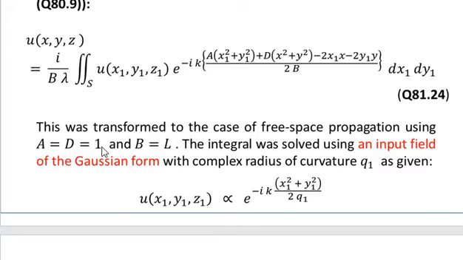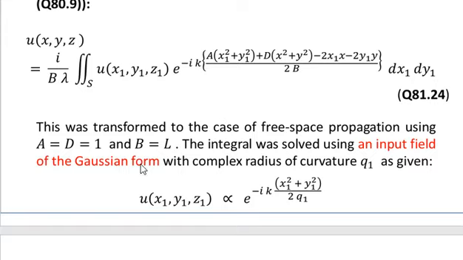This was transformed to the case of free space propagation. You can transform this integral for the case of free space propagation if you set A equal to 1, D equal to 1, B equal to L, where L is the separation between the two planes as in the figure shown in the appendix, and the integral was solved using an input field of the Gaussian form with the complex radius of curvature q1 as given.